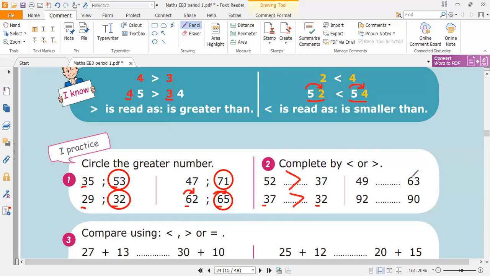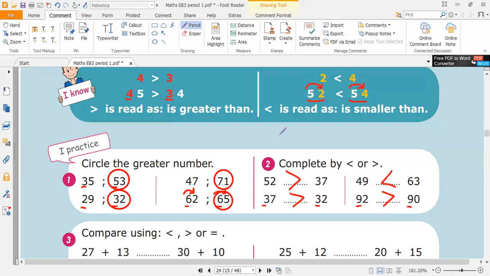49, 63. Which one is greater? 60. I open the mouth to the 63. 49 is smaller than 63. The last one, 92, 90. I have the same tens, 9, 9. I look at the ones, 2 or 0. The 2 is greater. I open the mouth to the 92.